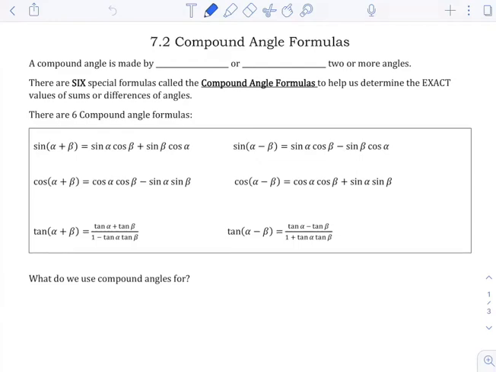All right, so now we're getting into 7.2, and this is where we're going to start learning about a few new formulas that you're going to need to memorize, or have a sheet and know how to write them down, or at least recognize them when we're working with equations. So what this one's on is compound angle formulas. Compound means when we add or subtract two angles together. So compound angles by adding or subtracting.